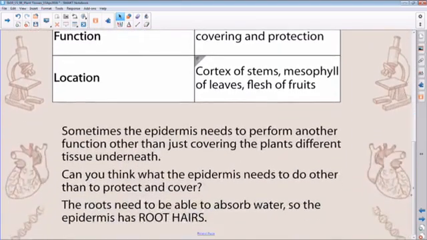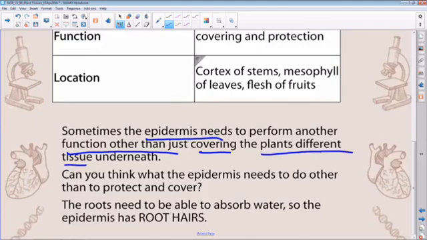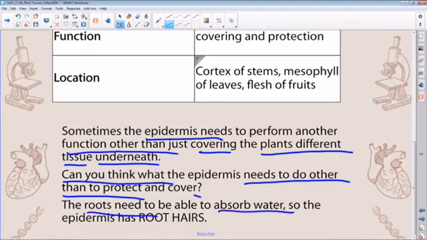I just want to give you this information before we go on, because we don't want to just end off in the middle of nowhere. Sometimes the epidermis needs to perform another function other than just covering the plant. They have different tissues underneath the layer, and that's where you get your endodermis. Can you think of anything else it needs to do? It needs to protect the inner part and make things stronger. The roots need to be able to absorb water, so the epidermis has root hairs.